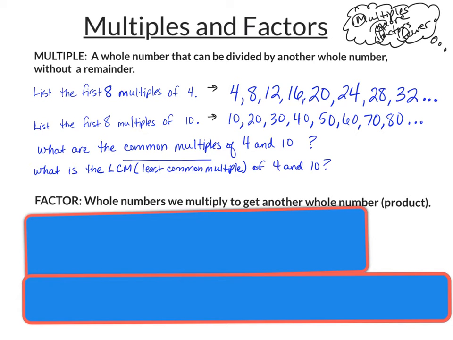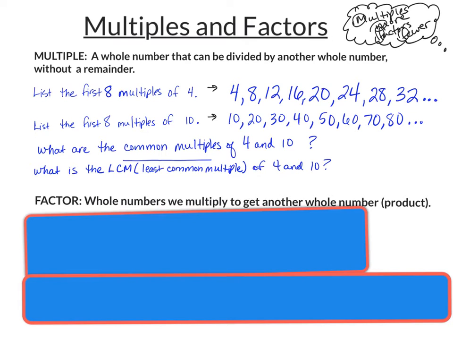We have now successfully listed the first 8 multiples of 4 and the first 8 multiples of 10. So practice using the language. The multiples of 4 are 4, 8, 12, 16, and so on. The multiples of 10 are 10, 20, 30, and so on.